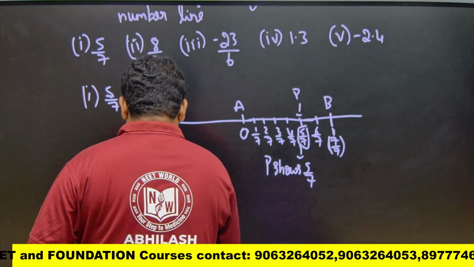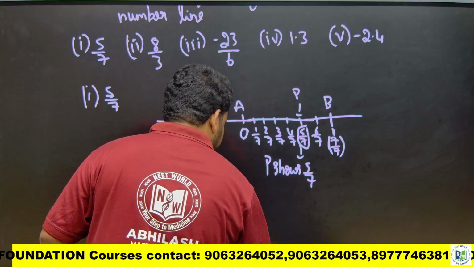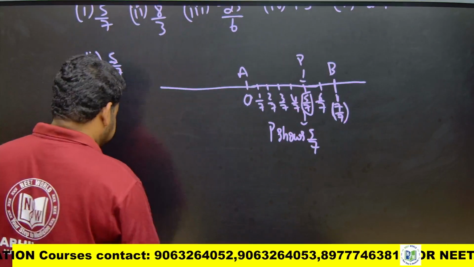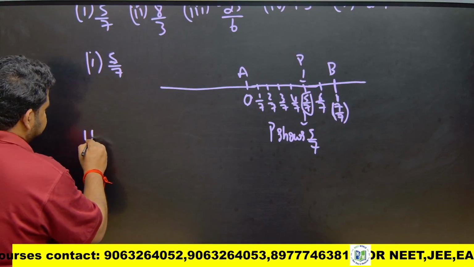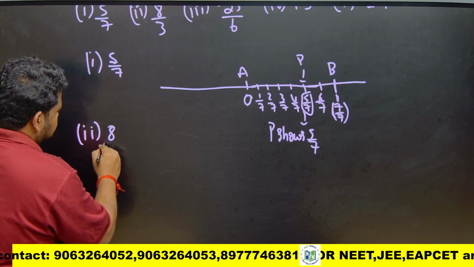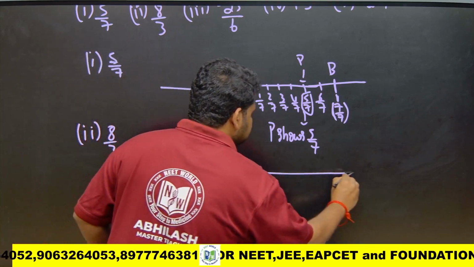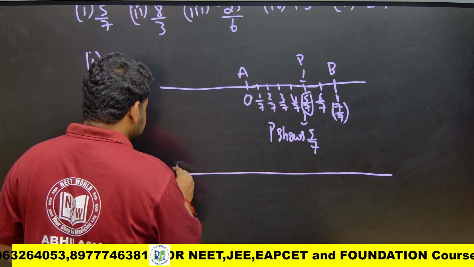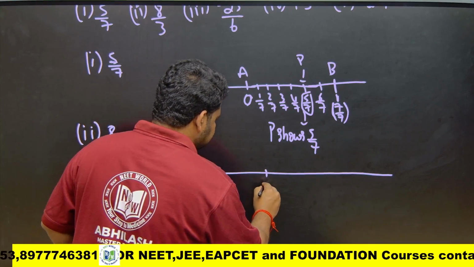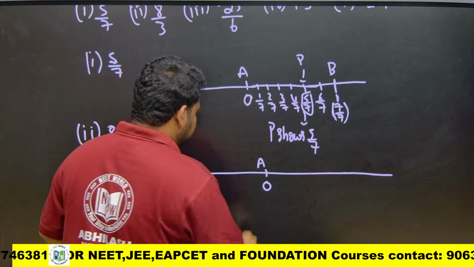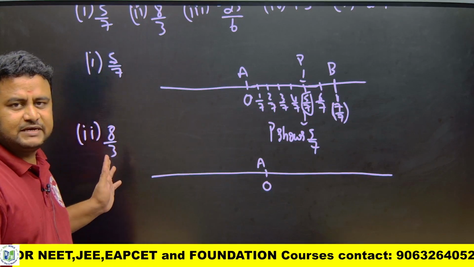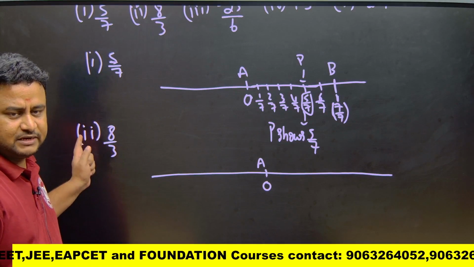The second question that they have given is 8 by 3. You have to represent 8 by 3 on the number line. Let this be 0, let me write it as A. Among 8 and 3, which is the bigger number? The bigger number is 8, correct? Yes, the bigger number is 8.